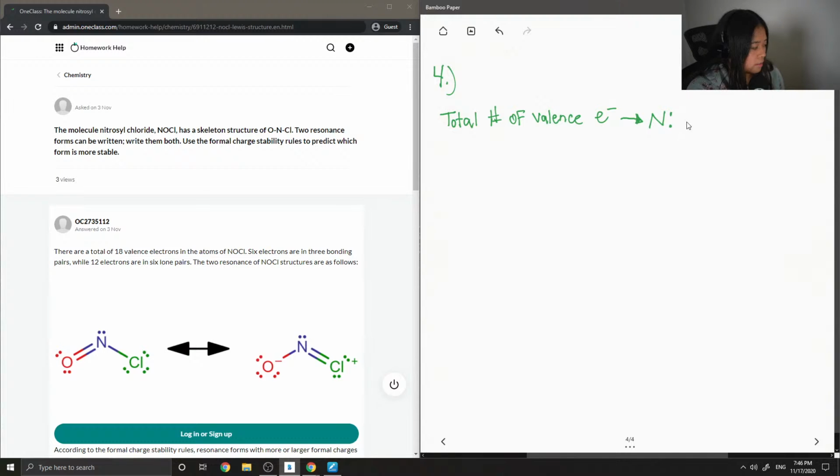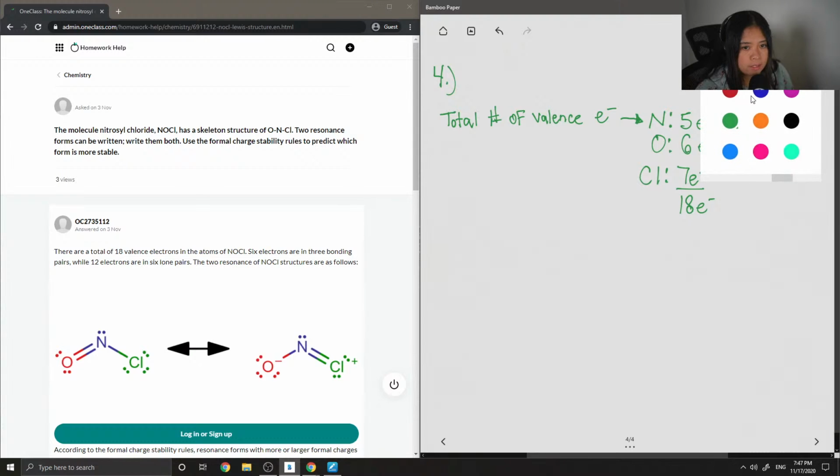So for nitrogen, there are 5 valence electrons. Oxygen gives us 6. And chlorine has 7 valence electrons. And since there is only one atom of each, I don't need to multiply them by any numbers. I just need to add them all up. And you get a total of 18 valence electrons. So now I can try to write out the first structure.